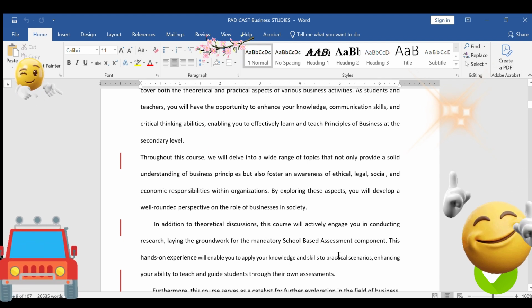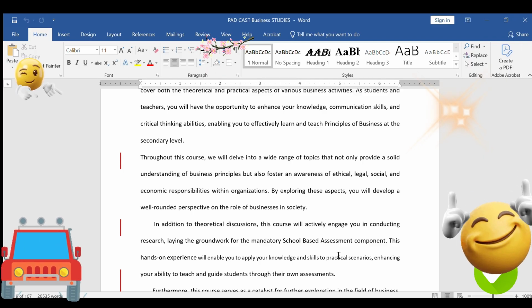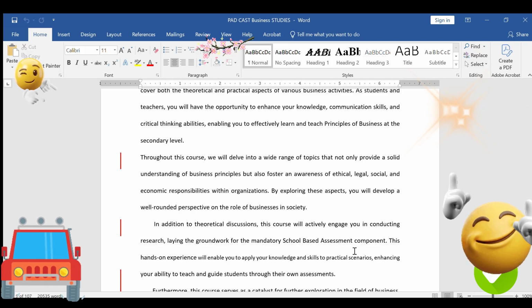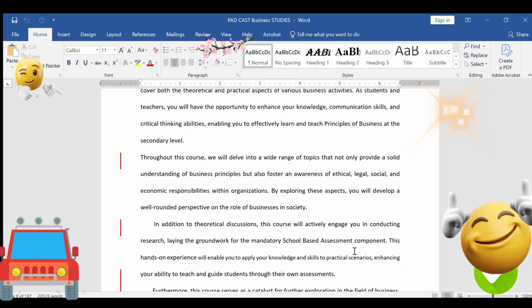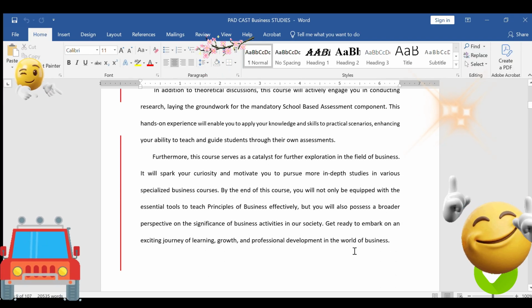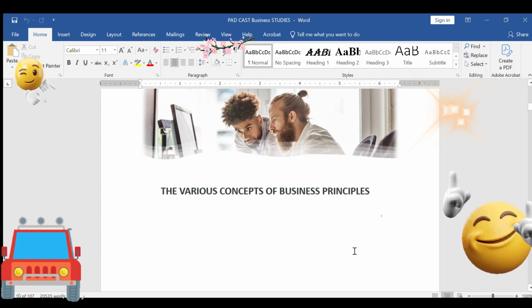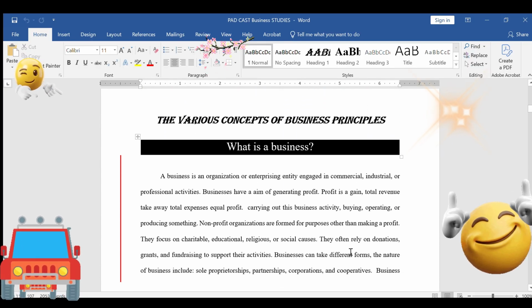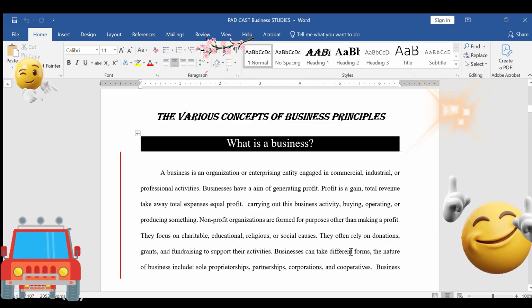an amazing journey. You will learn about ethical, legal and social and economic responsibilities within the organizations. By exploring these topics, you will develop a well-rounded perspective on the role of businesses in society. So we start with the various concepts of business principles and we ask the question, what is a business?